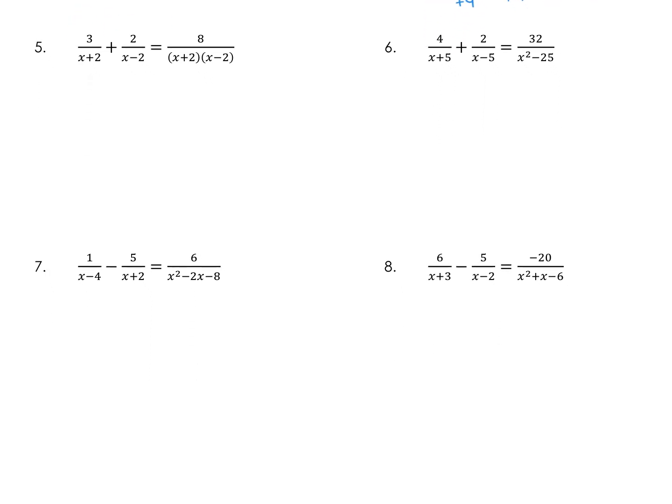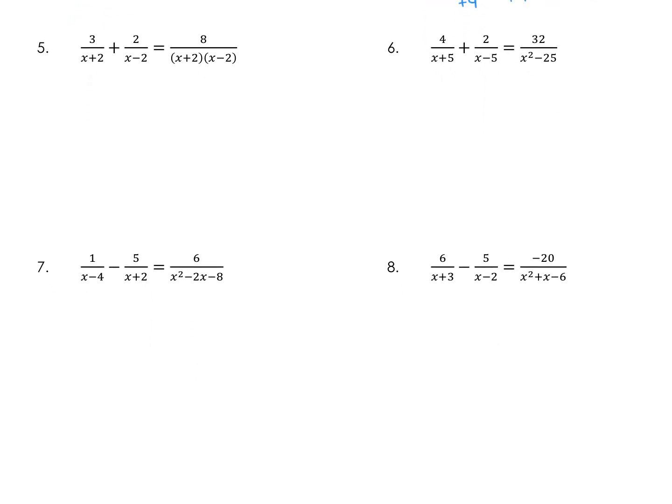So now let's go to number 5. First we'll start with our domain restrictions. If we set x plus 2 equal to 0, we'll get x cannot be negative 2, and x minus 2 equal to 0, we'll get x cannot be 2. For our LCD, we see they have an x minus 2 in common and an x plus 2 in common. So we need both of those in our LCD.